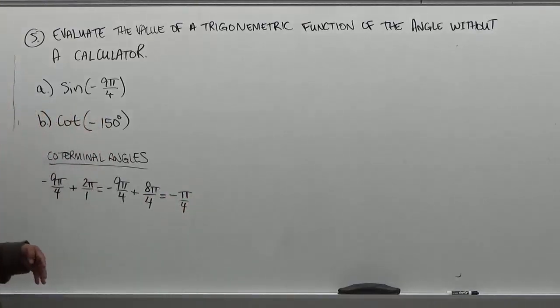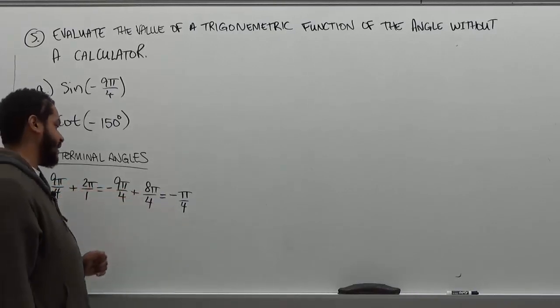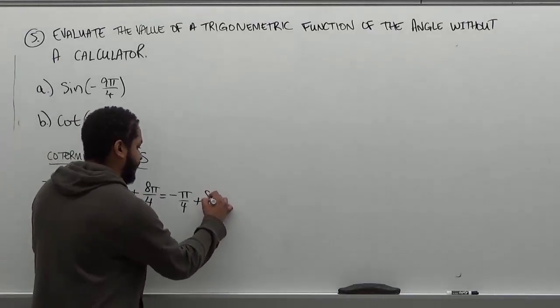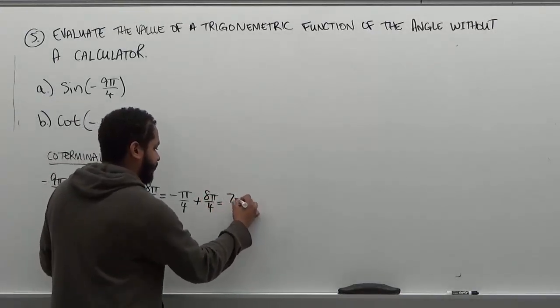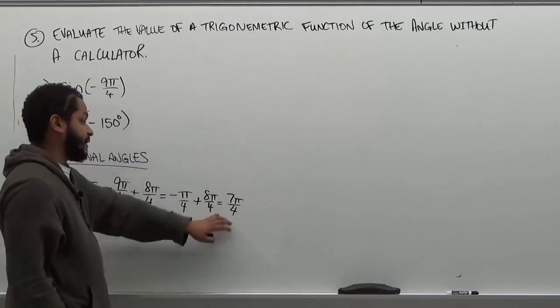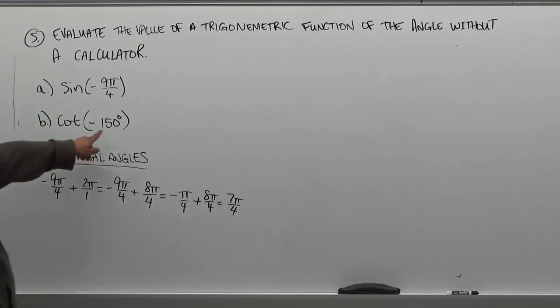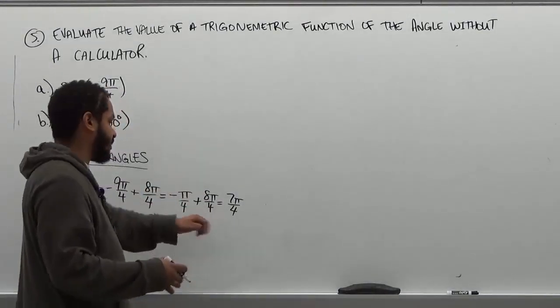And now what we want to do is continue to add 2 pi until this becomes a positive angle. And we know 2 pi is 8 pi over 4. So we're going to, again, add 8 pi over 4. And this becomes 7 pi over 4. Now this is a very big angle. So we're going to convert this angle to degrees because we can use our common angles in trigonometry based on our common angles of measure.